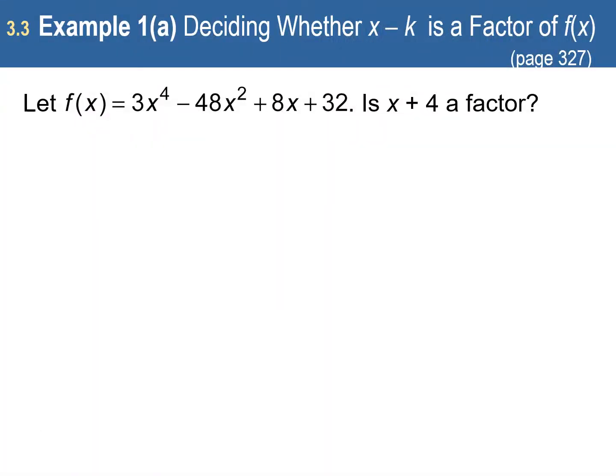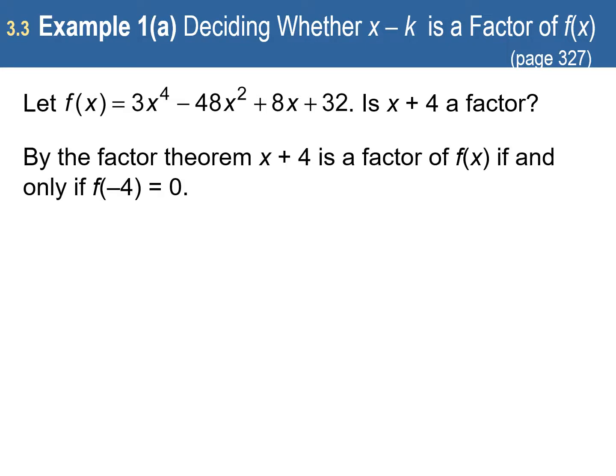So let f of x equal 3x to the fourth minus 48x squared plus 8x plus 32. Is x plus 4 a factor? Well, it is if and only if f of negative 4 is 0.